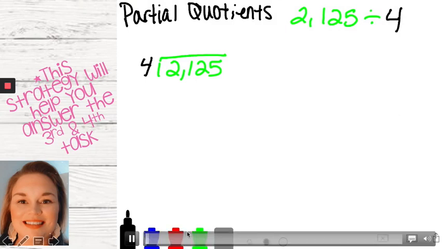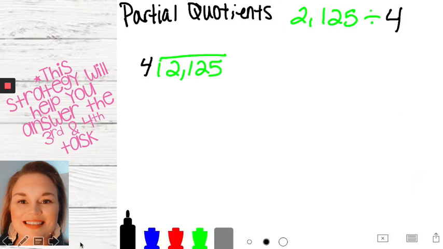So now I'm going to demonstrate the partial quotients method with the problem 2,125 divided by 4. And I've color-coded it so that you can see how to set it up in this problem. So we're going to start out by looking at the first place value in the dividend, which is the thousands place. That 2 represents 2,000. So we'll divide 2,000 by 4.